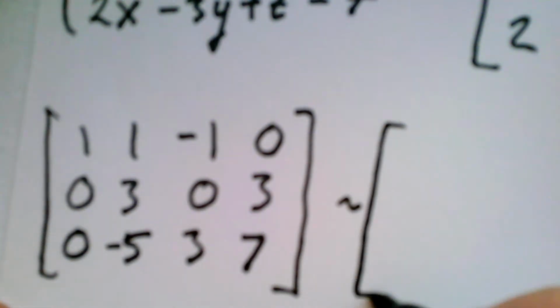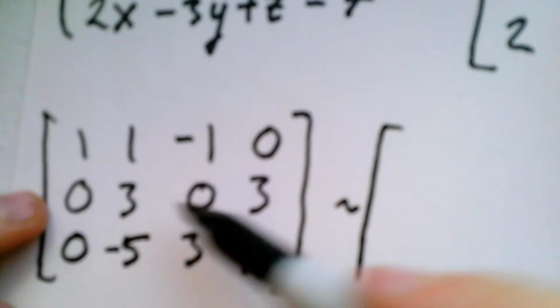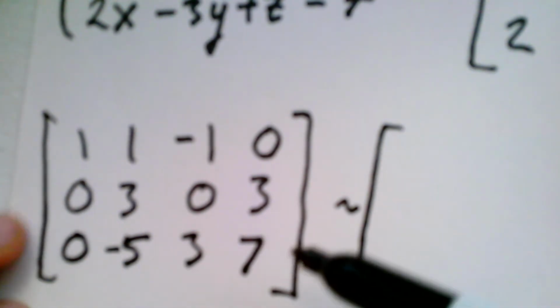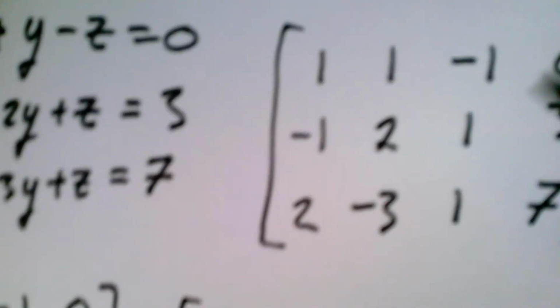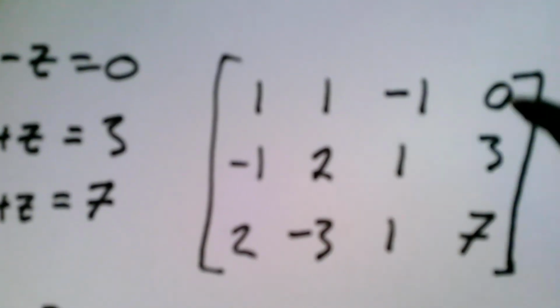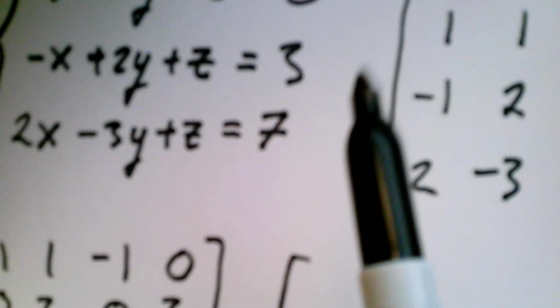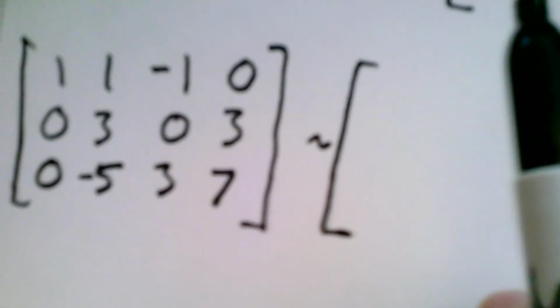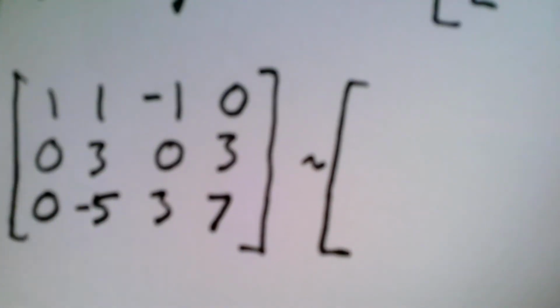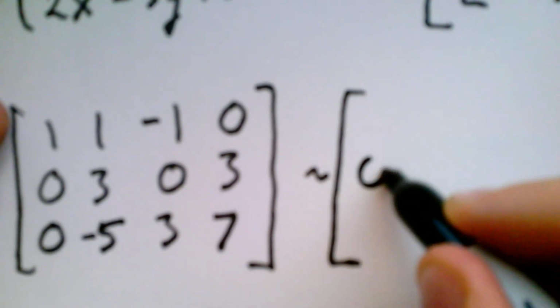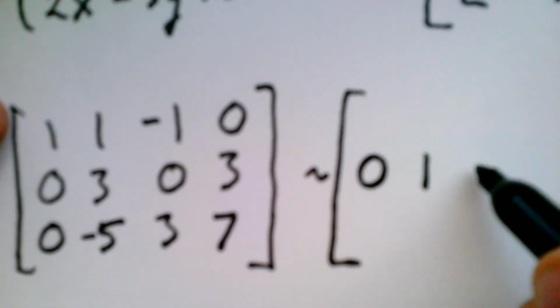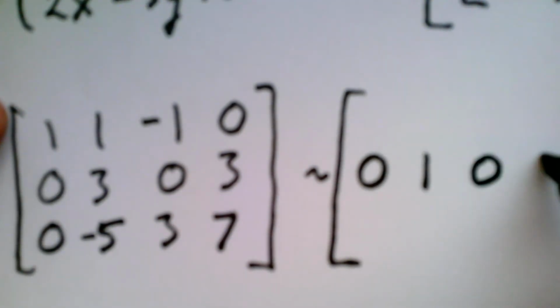So now, from here, I continue. I'm going to divide the middle row by 3. So, the operations I'm allowed to do are I'm allowed to take one row and add or subtract multiples of it from the other rows. I am also allowed to take a row and multiply or divide all the entries in the row by the same number. So if I divide the middle row by 3, I get 0, 1, 0, 1.